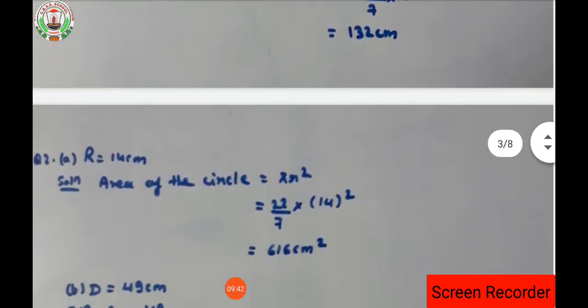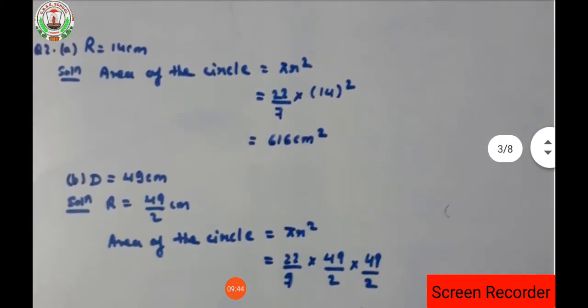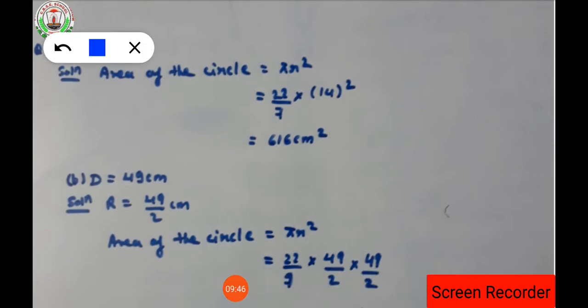Clear everyone? Then in the second question, again the radius is given. You have to find the area of the circle. Clear? So what is the radius given over there? Radius is given as 14 centimeter.